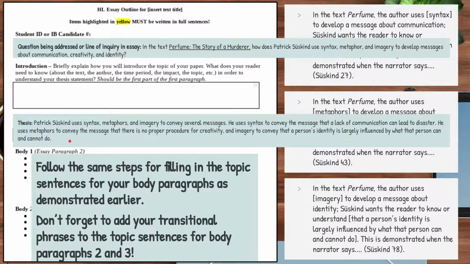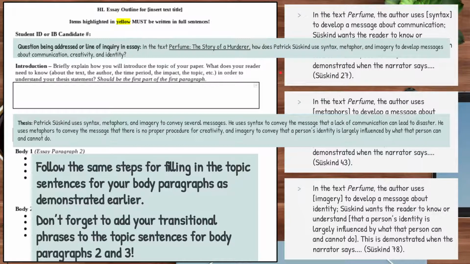So for example: Patrick Süskind uses syntax, metaphors, and imagery to convey several messages. He uses syntax to convey the message that a lack of communication can lead to disaster. He uses metaphors to convey the message that there is no proper procedure for creativity, and imagery to convey that a person's identity is largely influenced by what that person can and cannot do. And then you would have all of that material ready to go.